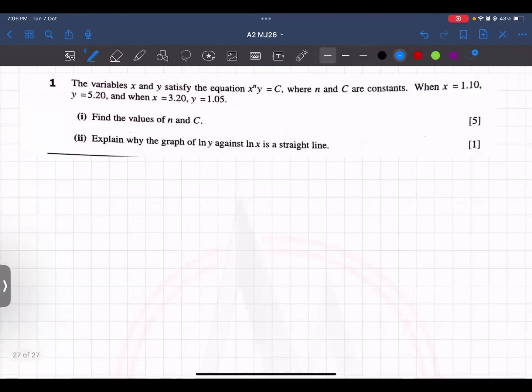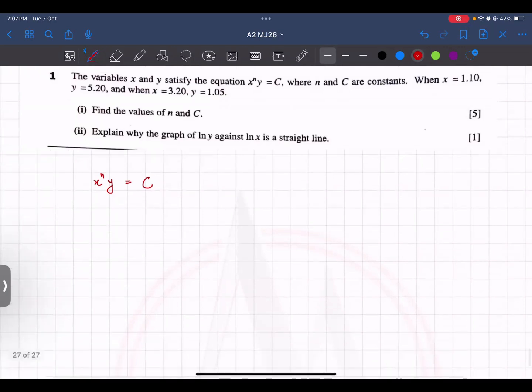The variables x and y satisfy the equation x power n y is equal to c, capital C. x is equal to 1.1, y is equal to 5.2; x is equal to 3.2, y is equal to 1.05. Sometimes you won't need anything as well. You can just do substitution and then solve it simultaneously. You can do that as well. For example, in this one, look, x is equal to 1.1, so 1.1 power n, and y is 5.2, 5.2 is equal to c. You form this as one of the equations.